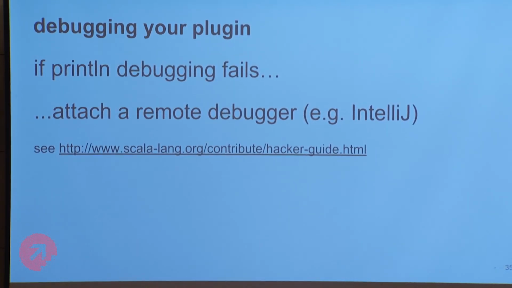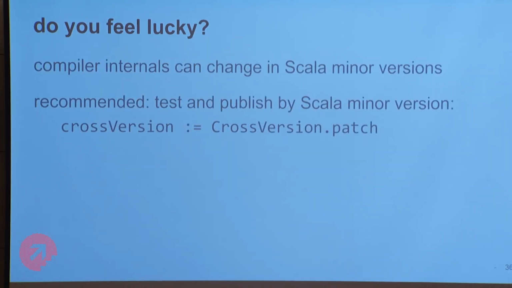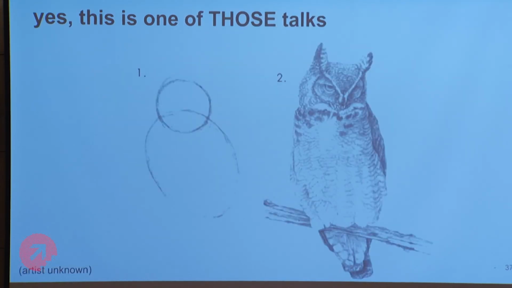For debugging, if printline debugging fails, just attach a remote debugger. Don't try to get IntelliJ to build your plugins. It's really a lot easier to just tell it to attach to a running JVM. When you publish your plugin, please do it by Scala minor version, because compiler internals change, so you can't assume that your plugin won't break when 2.12.5 comes out.